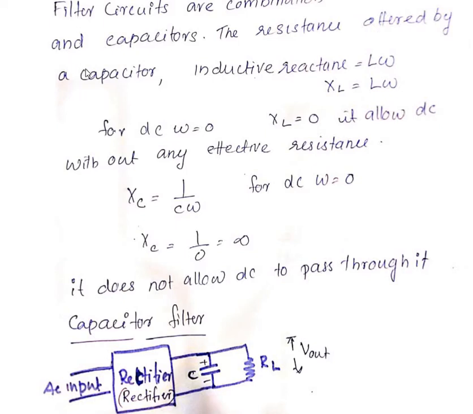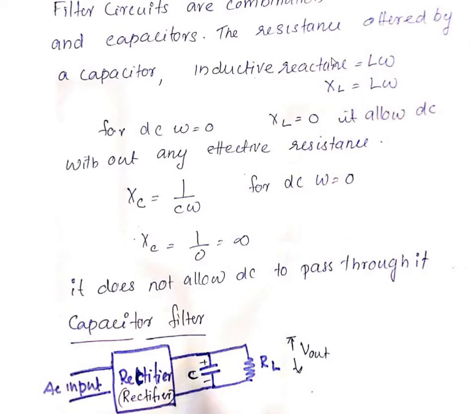The resistance offered by the inductor is given by the inductive reactance. You already studied in your plus 2 classes that the inductive reactance XL is equal to L omega, where L is the inductance and omega is the angular frequency, 2 pi nu. For DC, there are no fluctuations or frequency, so omega is equal to 0 for DC. So what about XL? XL is equal to 0.